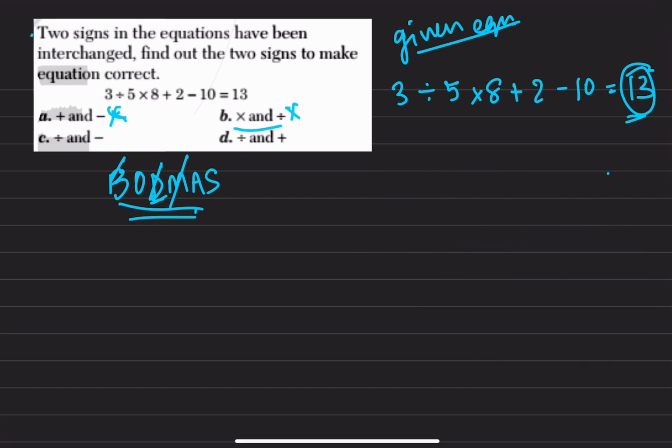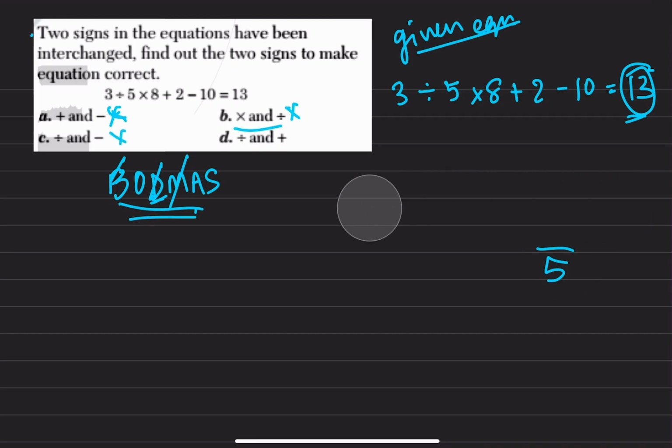C, let's check out C. Division and minus. 3 minus 5 into 8 plus 2 divided by 10. If you do this, we get 1 by 5. Again we are getting a fraction over here, so this is also wrong.